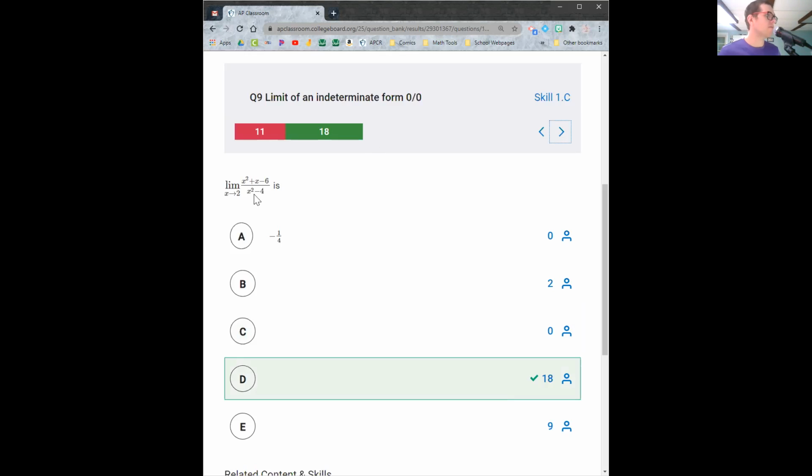Hey, look, another one. Again, I would try to factor it. And there's probably an x minus 2 that comes out of the top and bottom, the numerator and denominator. And then you can plug in 2 and see what you get. So it should work out.